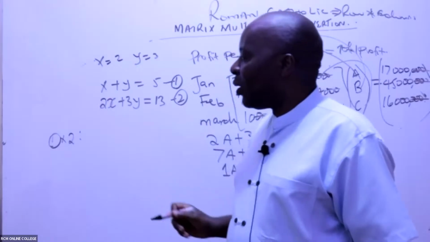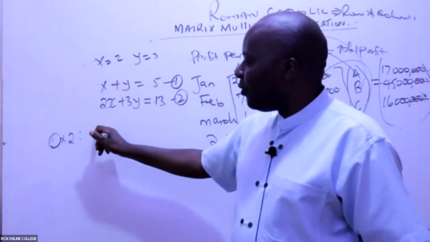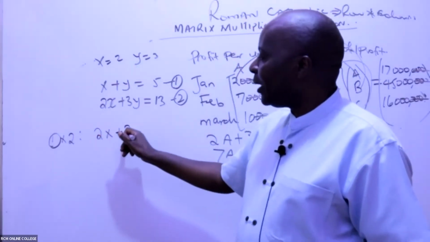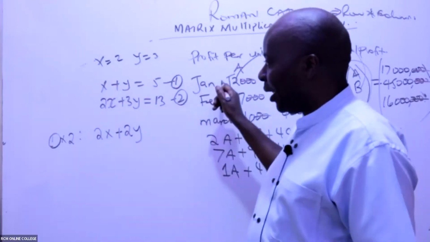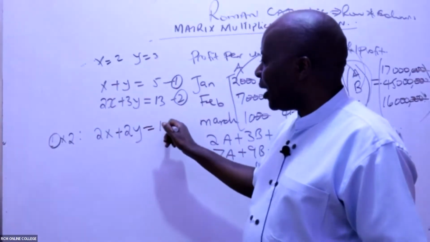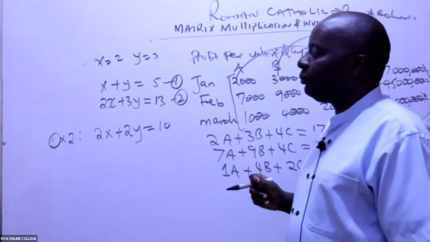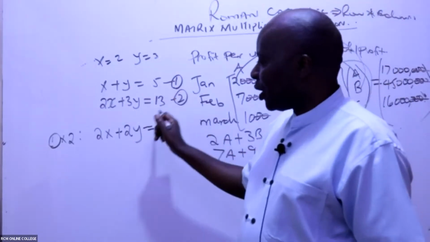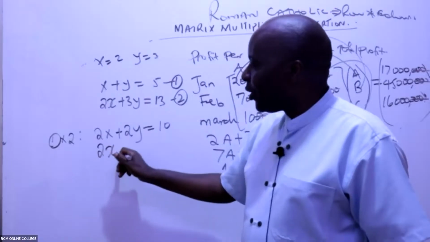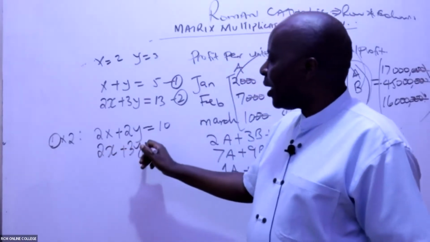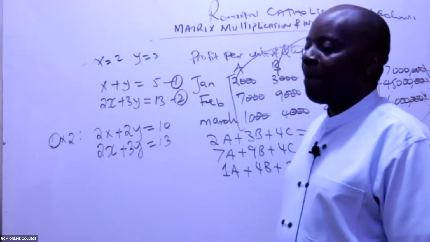How do we go about this? We will have 2x plus 2y, everything multiplied by 2. So 5 times 2 is 10. And then, of course, we write equation number 2 the same way it is: 2x plus 3y equals 13.